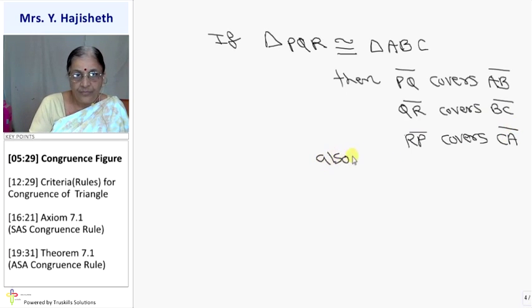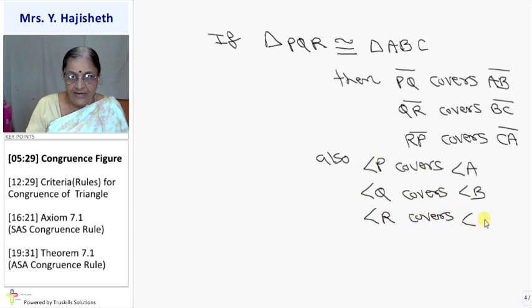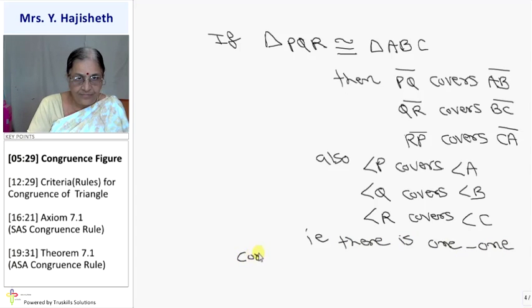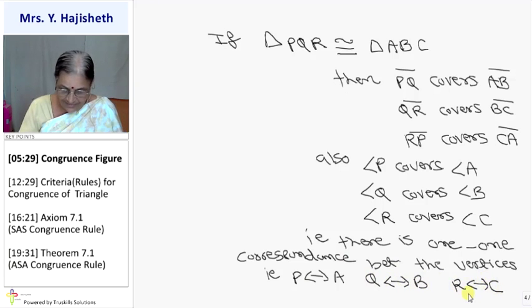also angle P corresponds to angle A, angle Q corresponds to angle B, and angle R corresponds to angle C. That means there is a one-to-one correspondence between the vertices: P corresponds to A, Q corresponds to B, R corresponds to C. One-to-one correspondence.